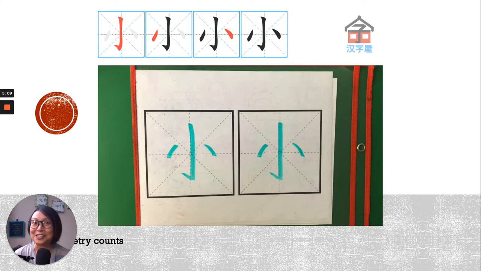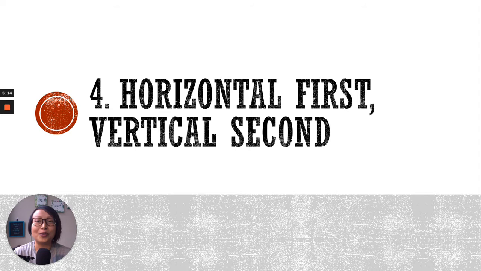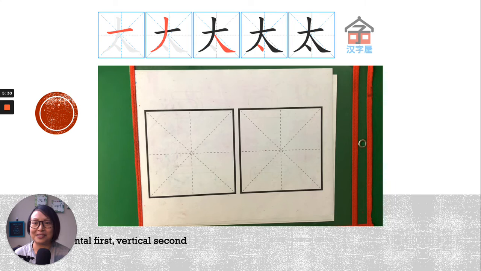Our next rule says horizontal first, vertical second. Yes, we do go left to right, top to bottom. But when there is a horizontal line, we do it before we hit the vertical line. Let's take a look at this word. This word is tie. When we are following the rules, we do the horizontal line first.